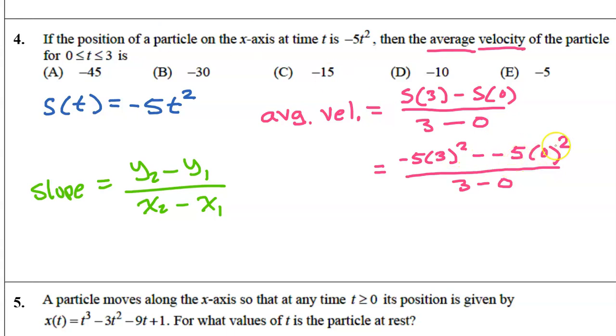Of course, 5 times 0 squared is 0, so this part of the function is gone, and this is just 0. So let's simplify this down. We have in the denominator just 3. 3 squared is 9. 9 times 5 is 45. So we have negative 45. And negative 45 divided by 3 is negative 15. So the answer is C.